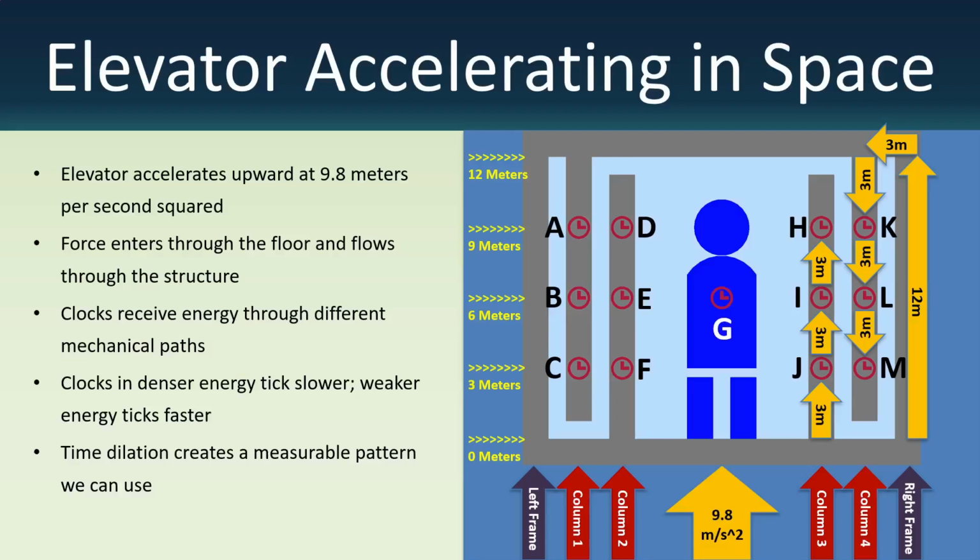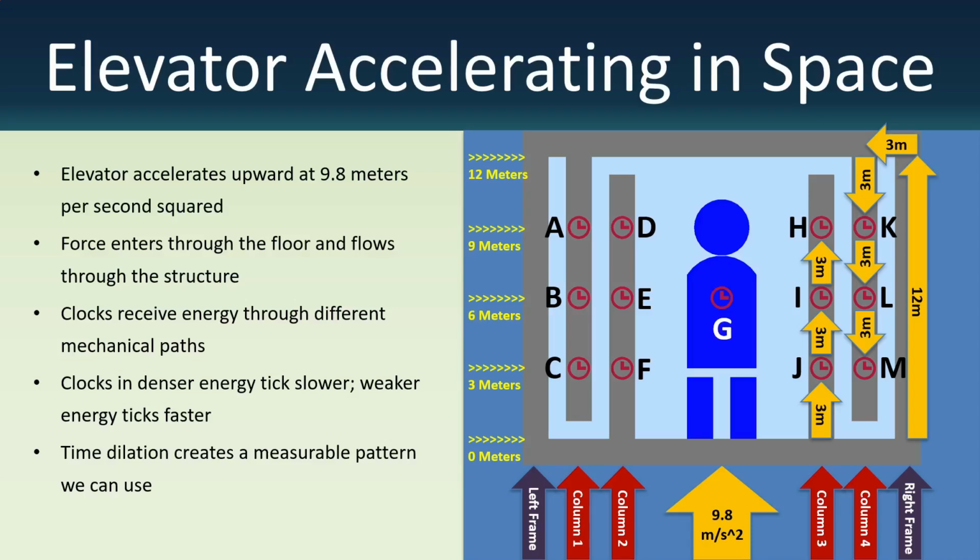Elevator accelerating in space. Now we test the elevator in space, accelerating upward at 9.8 meters per second squared, the same force we feel from gravity on Earth. From the inside, the observer can't tell whether this force is gravity or acceleration, but the clocks can, because in this case, the energy must flow through the structure. The floor pushes up, and the force travels through specific mechanical paths to reach each clock. Some clocks are connected through shorter, more direct paths, others through longer, indirect routes.